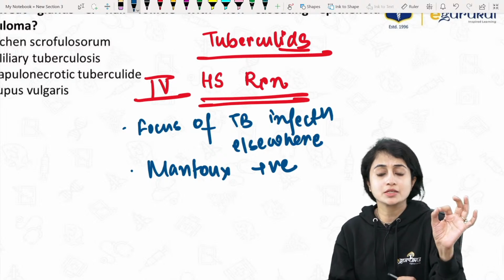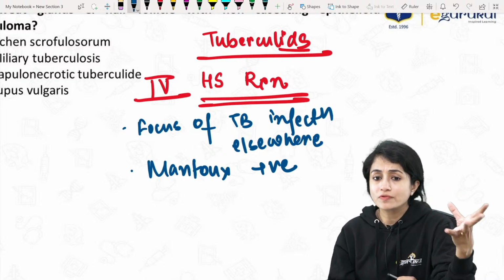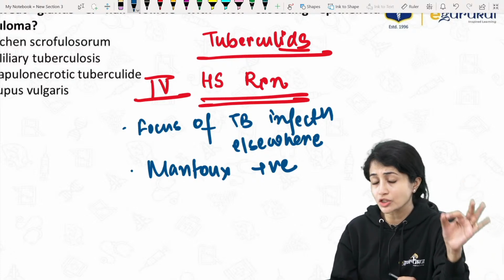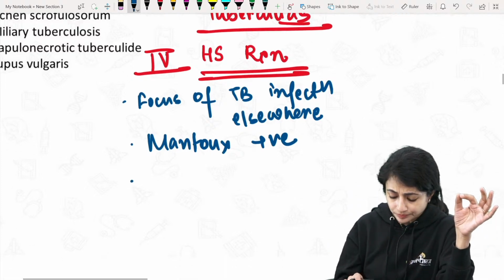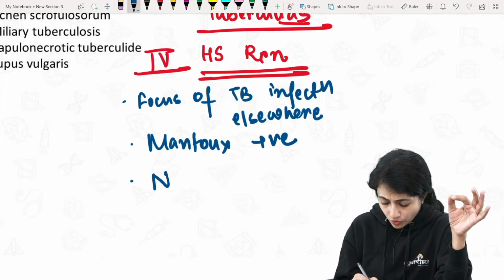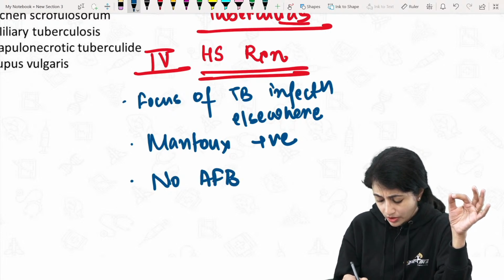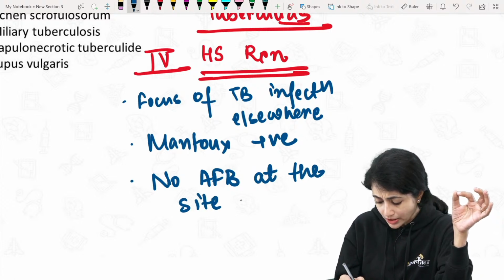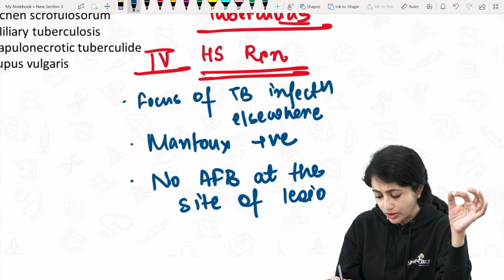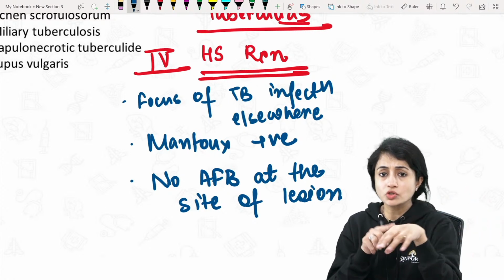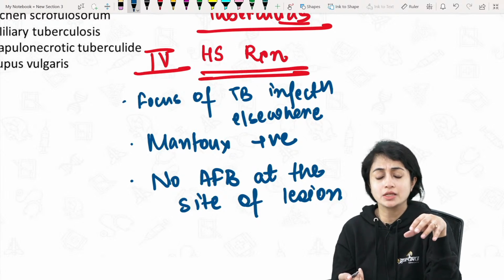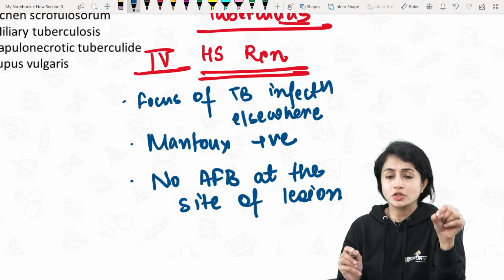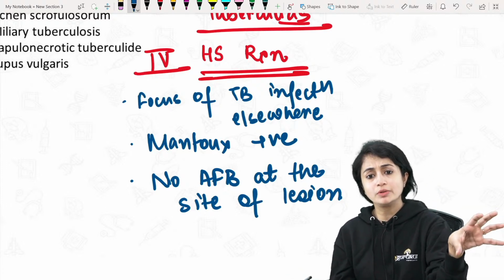Now this hypersensitivity reaction leads to development of some skin lesions. These skin lesions are because of hypersensitivity reaction. They are not due to bacilli. So if you try to isolate an AFB from the site of the lesion, you will not be able to do it because there is no AFB there. It is basically because of the hypersensitivity reaction. So no AFB can be identified at that site of lesion. So there is a focus of TB infection elsewhere.